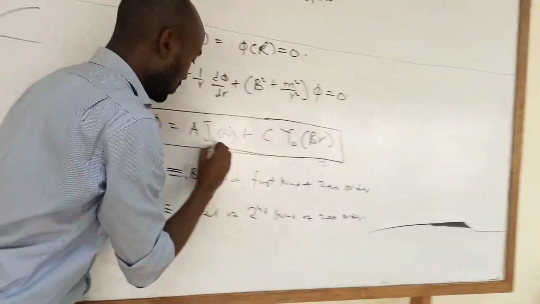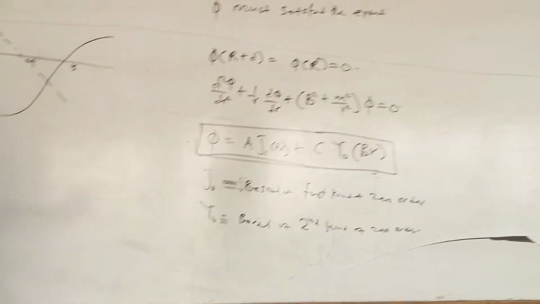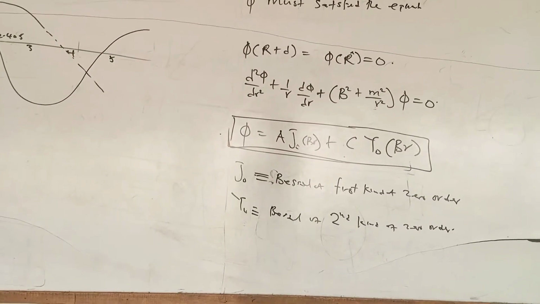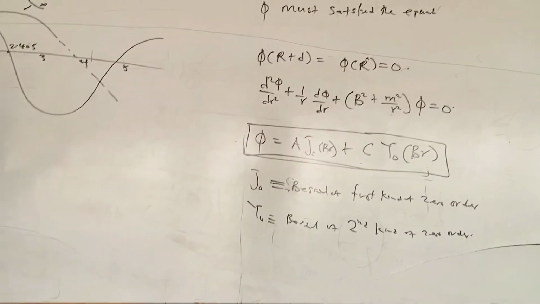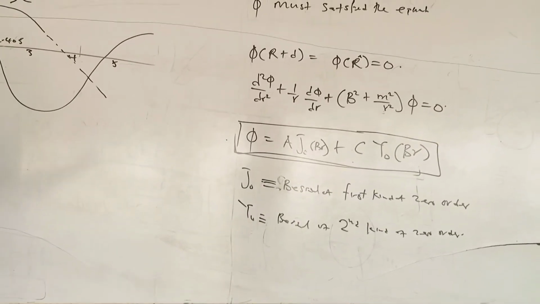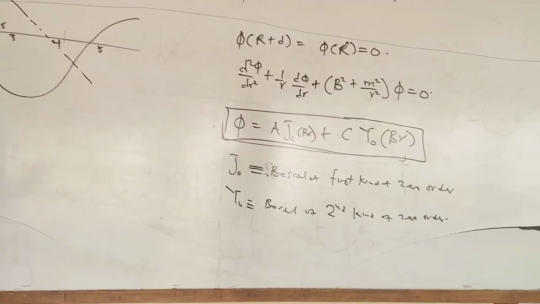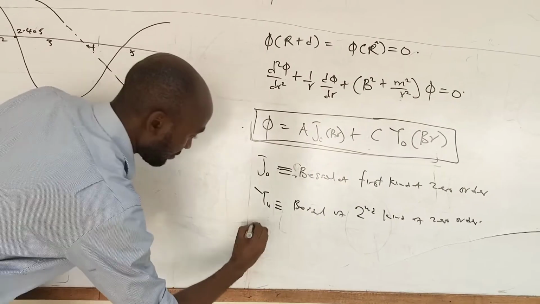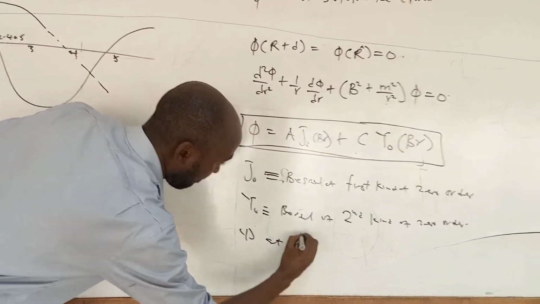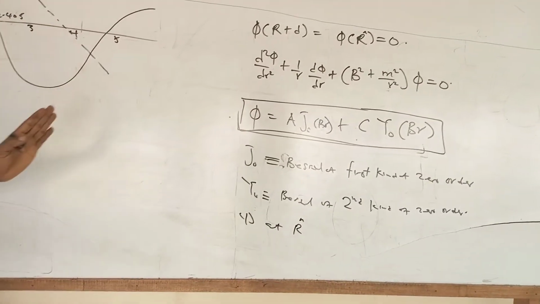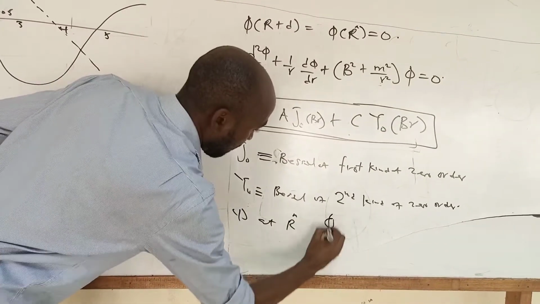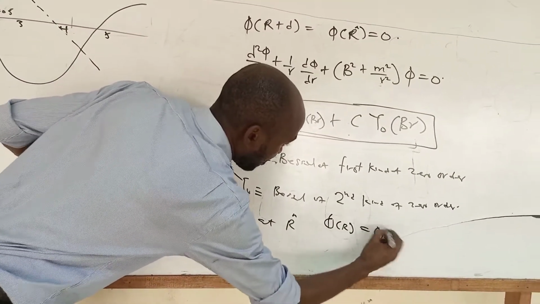This is the general solution for the flux inside the cylindrical reactor. We know that this flux must satisfy some boundary conditions. The first boundary condition is that at r prime, which is at the edges of the reactor, phi of r must be equal to what? Zero.